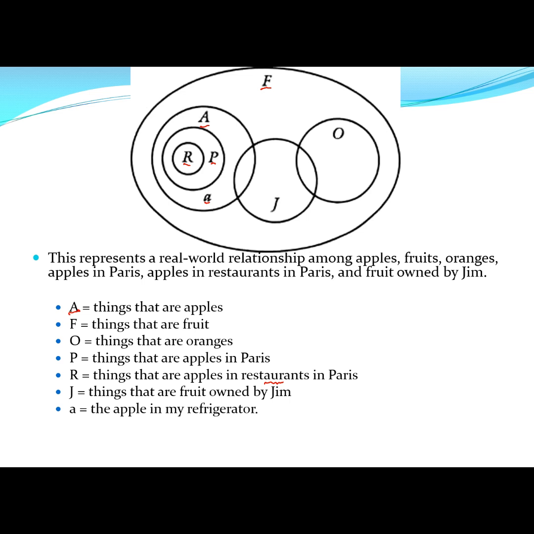And then you have J, things that are fruit owned by Jim. So for example, Jim has some apples, but he also has some other fruits. And then we have O up here, which is orange. So Jim has some oranges, but then he also has other fruits such as maybe bananas and strawberries and so forth. So you can create all sorts of Venn diagrams and classify the data.